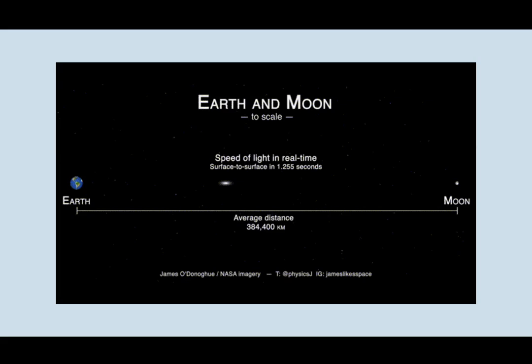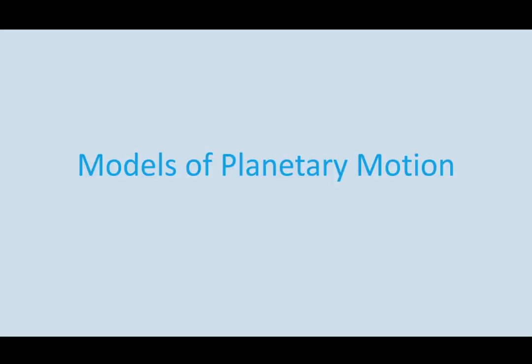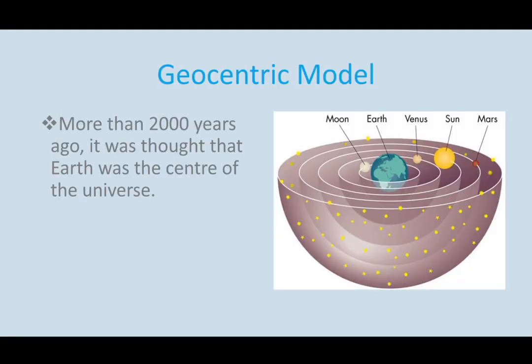Next, we're going to look at the models of planetary motion, or of our solar system. The first is the geocentric model. This was thought up more than 2,000 years ago, and the idea behind it was that the Earth was the center of the universe. So the Earth was the center, and everything else that we see in the sky or in space revolves around the Earth, which we can see over to the right here in a small diagram.